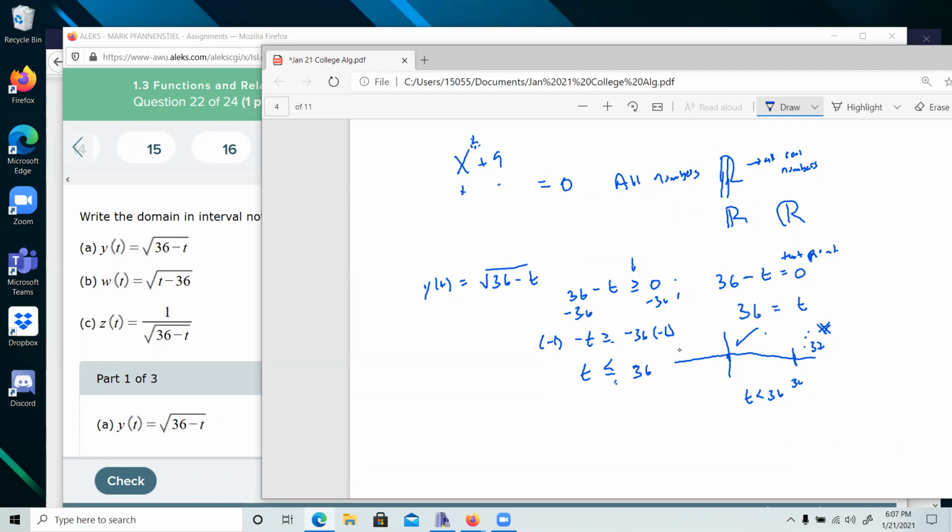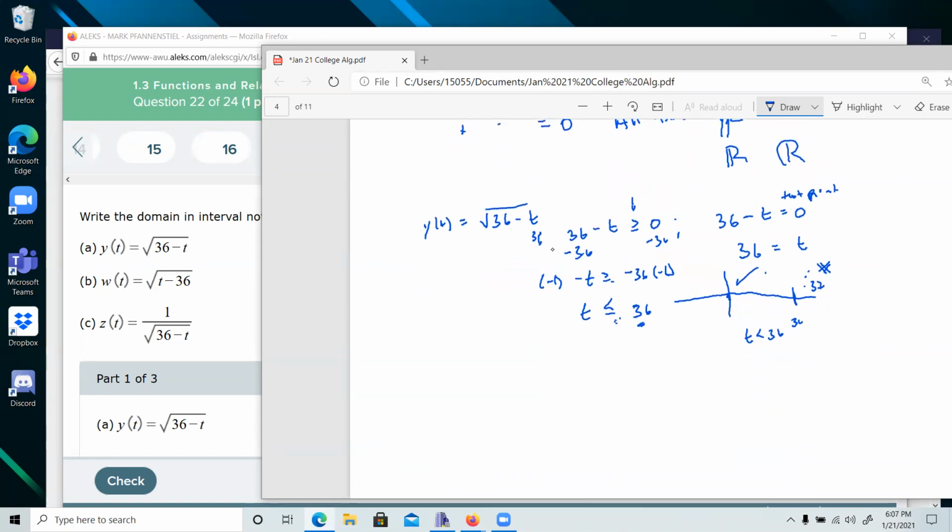Can it be equal? Well, if we plug 36 in here, is the square root of 0 something? Is that something we can work with? Yeah, the square root of 0 is 0. So this is okay. We can include 36. So we're looking at this interval here, right? We have negative infinity here up to 36. And since we can include it, we use the square bracket. Okay.